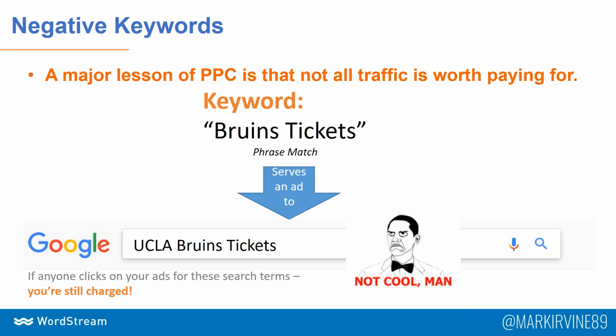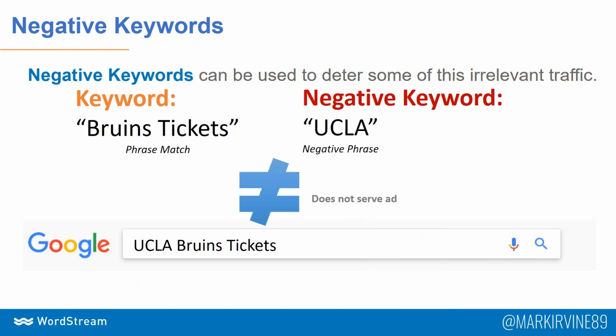That's kind of a problem when we start thinking about paid search, because if someone clicks on my Bruins tickets ad, but they were searching for a different type of Bruins tickets, and I can't sell them that, I'm still charged for that traffic regardless, and I know that they're not going to be able to buy that product I'm selling. And so that's obviously a problem in the paid search world. But we have a way around this.